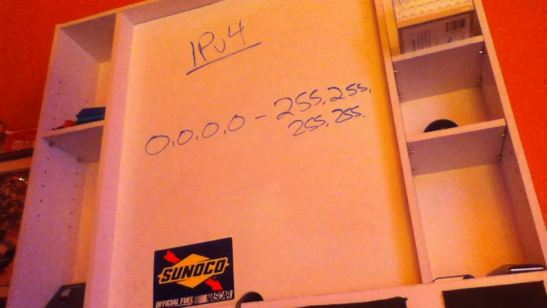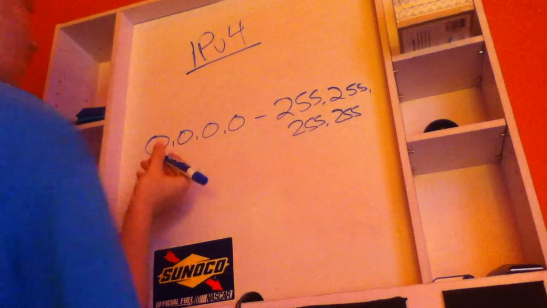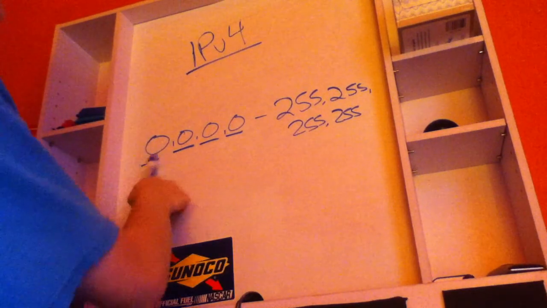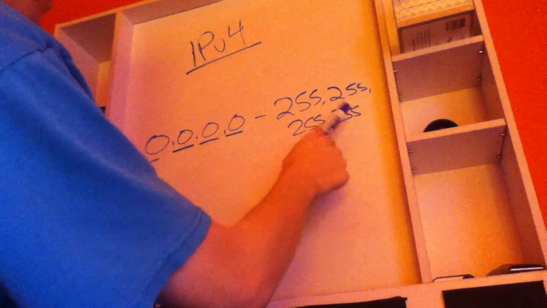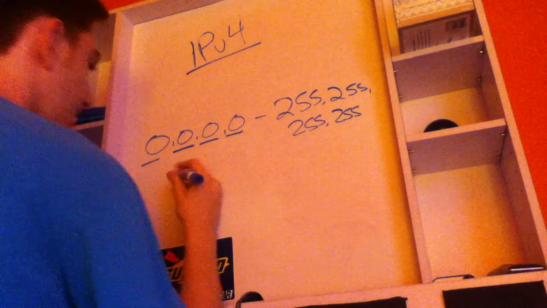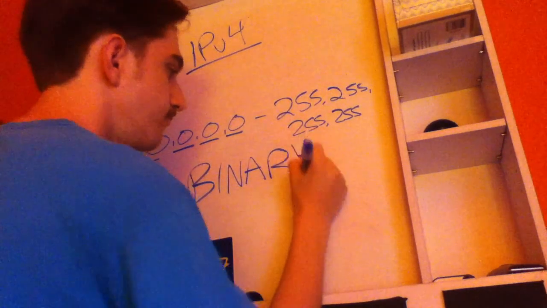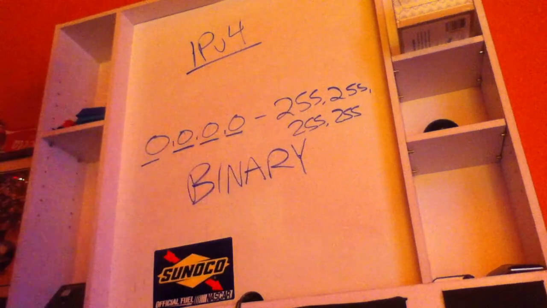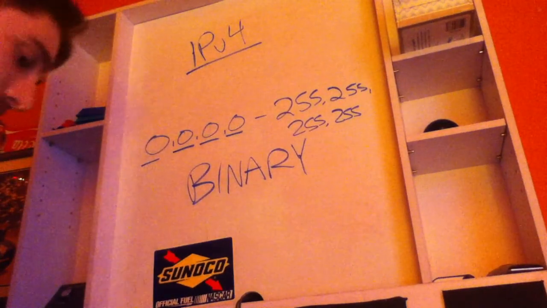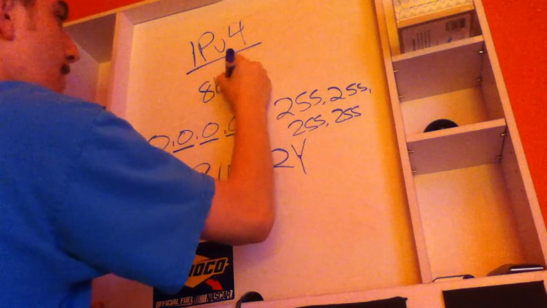0.0.0.0 to 255.255.255.255. That is the range. No, there's not a fifth dot. So, an IP address has 4 octets, and then it ranges from 0.0.0.0 to 255.255.255.255. You're probably wondering why is 255 the limit? That is because of one reason: binary. That's why you only go up to 255. You're wondering, binary, explain it to me. Well, binary consists of 8 bits.